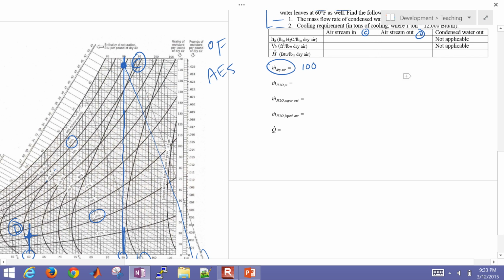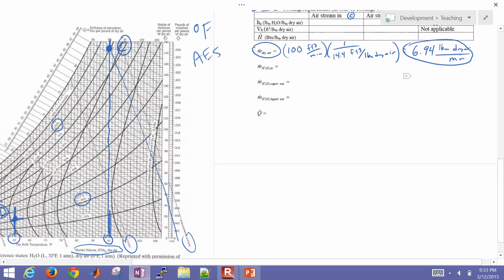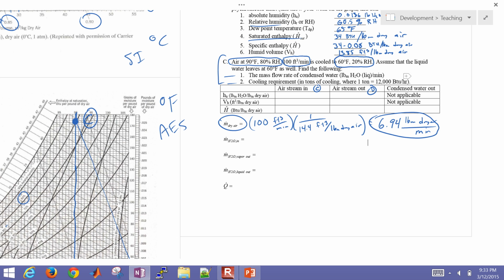So I have 100 foot cubed per minute, and I'm going to multiply that by 1 over 14.4 foot cubed per pound mass dry air, and that's going to equal 6.94 pound mass dry air per minute. So there's how much dry air I got. I looked at the humid volume and was able to compute that from the 100 foot cubed per minute.